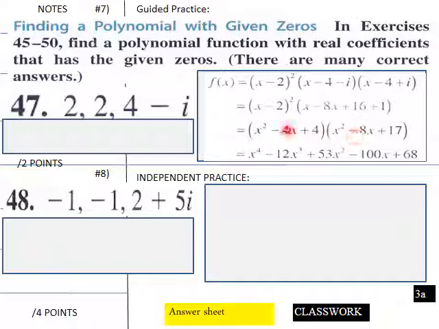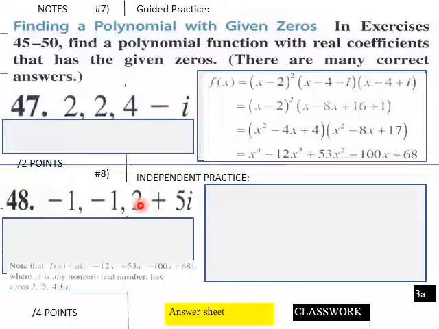And then, we're not combining like terms yet. We're going to multiply these two together. So x squared times x squared, and this expands out to this fourth degree polynomial. So that is really what you should find here with these given zeros.